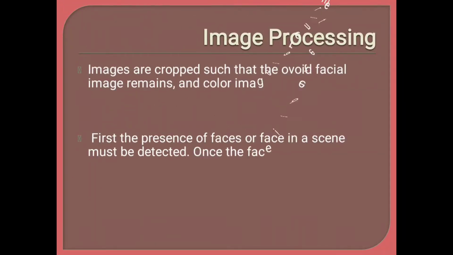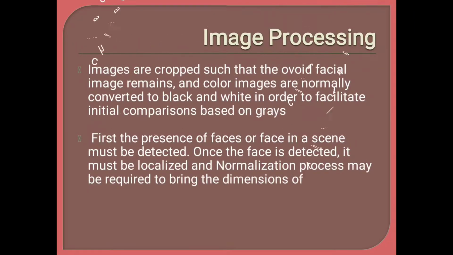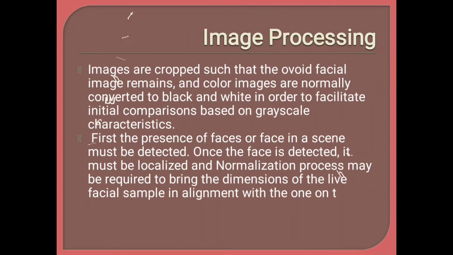Image processing. Images are cropped such that only the facial image remains, and color images are normally converted to black and white in order to facilitate initial comparisons based on grayscale characteristics. First, the presence of a face in a scene must be detected. Once the face is detected, it must be localized and a normalization process may be required to bring the dimensions of the live facial sample into alignment with the one on the template.